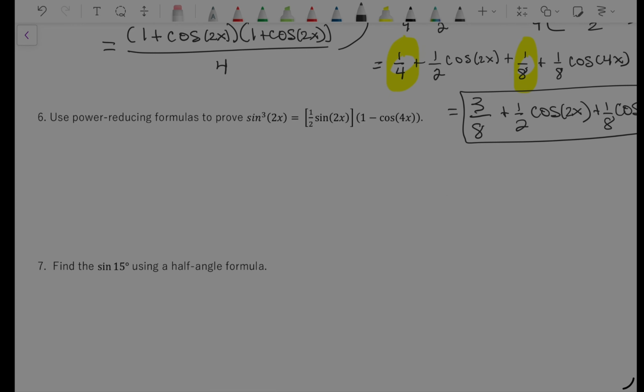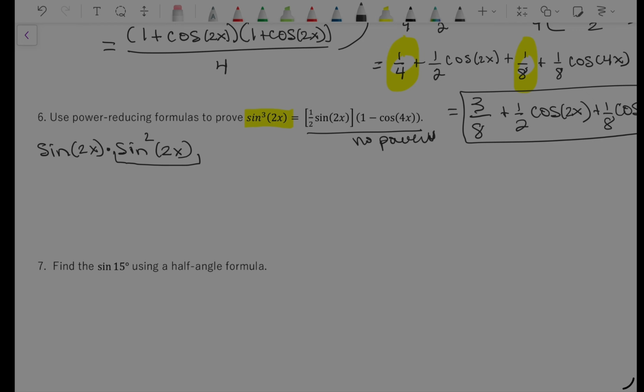Use power reducing formulas to prove this. I'm going to start with this side. You could manipulate the others, whichever you want. If I break this apart, I can do power reducing here because there are no powers on this side. Right? There's no squareds or anything.